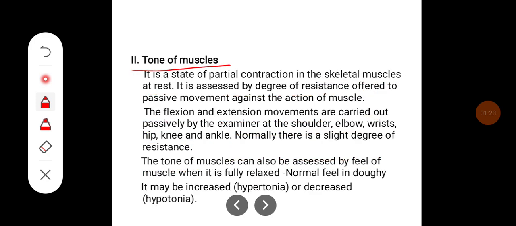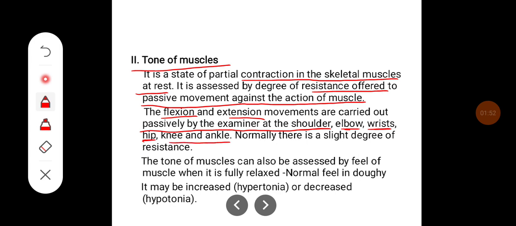Then the tone of the muscles has to be examined. Tone of the muscle is a state of partial contraction in skeletal muscles at rest. It is assessed by the degree of resistance offered to passive movement against the action of the muscle. The flexion and extension movements are carried out passively by the examiner at the shoulder, elbow, wrist, hip, knee, and ankle. Normally, a slight degree of resistance is offered when the muscles are stretched.